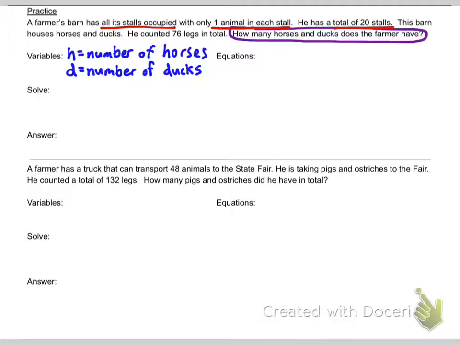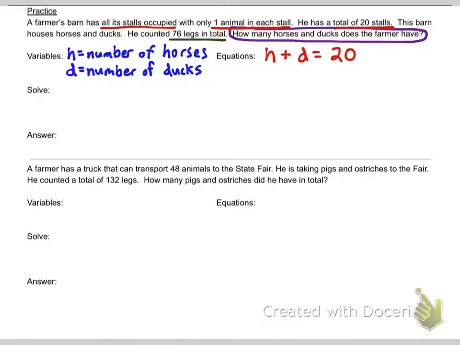Next thing we need to do is write our equation. So let's reread some of this. It said, a farmer's barn has all of its stalls occupied. There's 1 animal in each stall, and there's a total of 20 stalls. That means that the number of horses plus the number of ducks needs to be a total of 20, because all the stalls are occupied and there's 1 in each stall. Notice how it says a total of 20 stalls? That's how I know that one of the equations is going to be equal to 20.